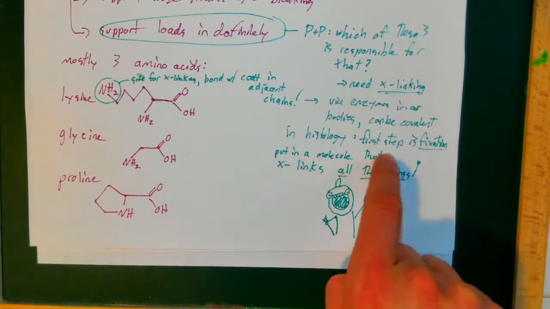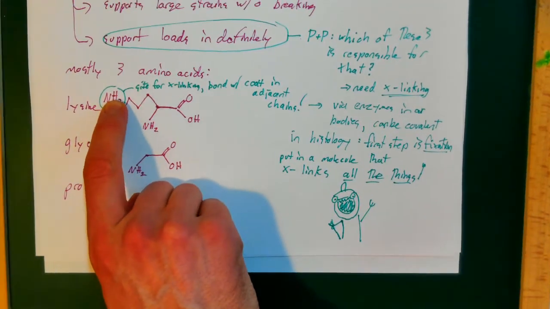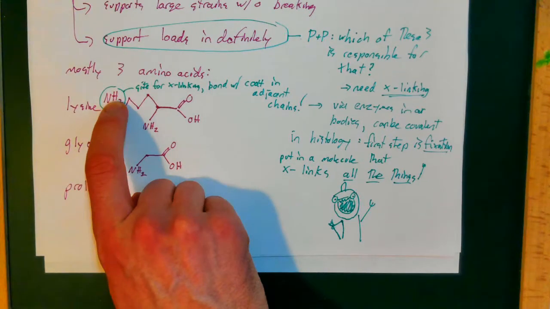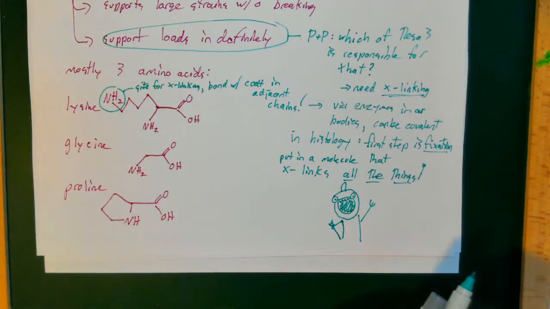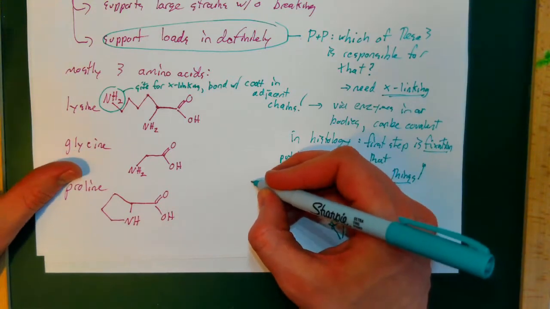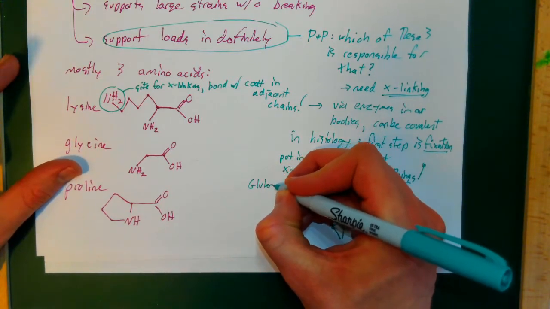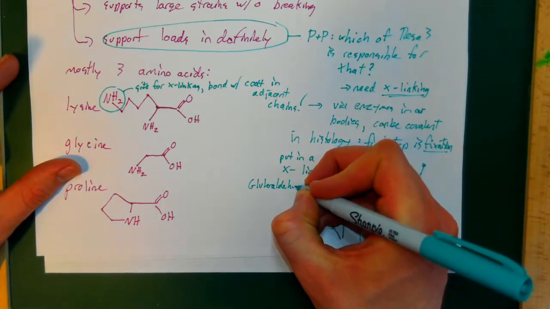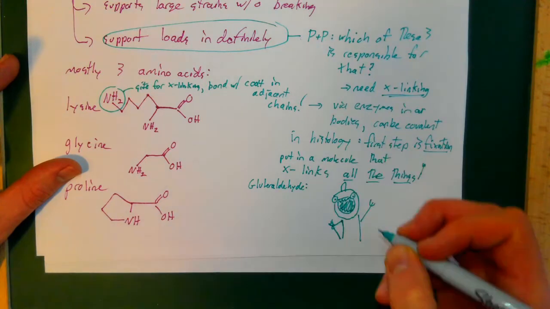So you put in a molecule that binds NH2 groups to all NH2 groups. One particular molecule that can cross-link all the things is glutaraldehyde, which is a molecule that looks like this.